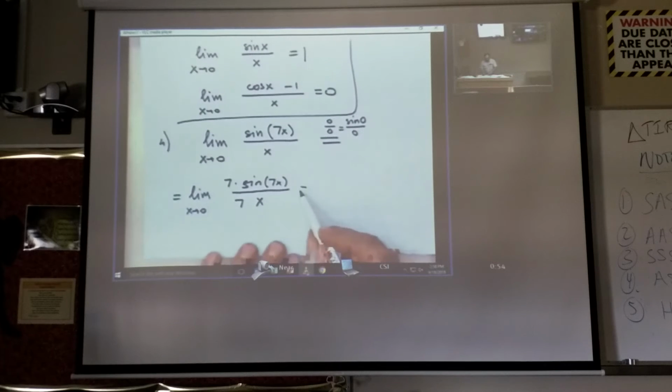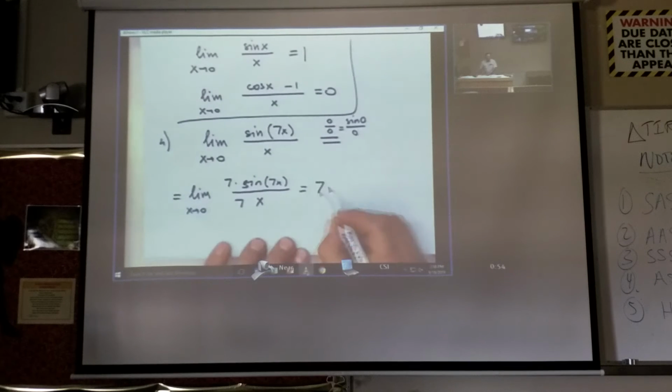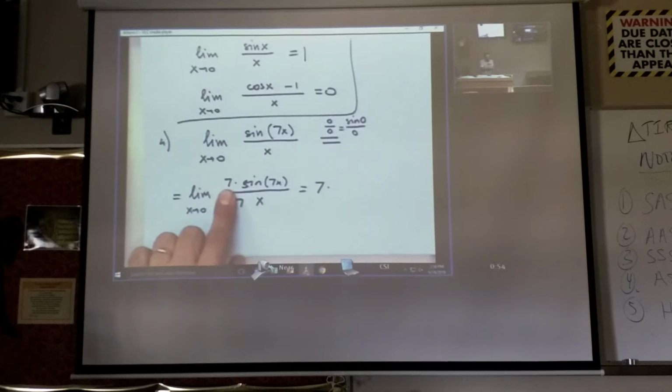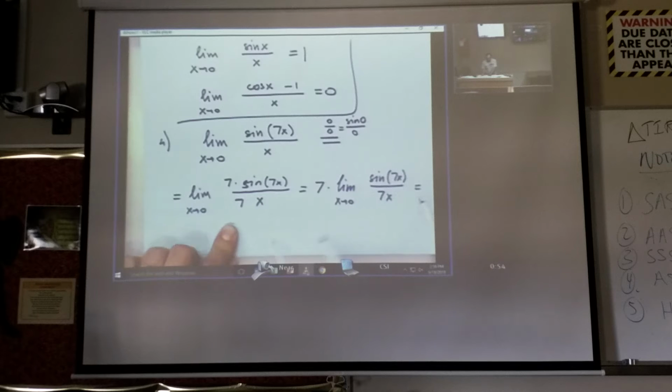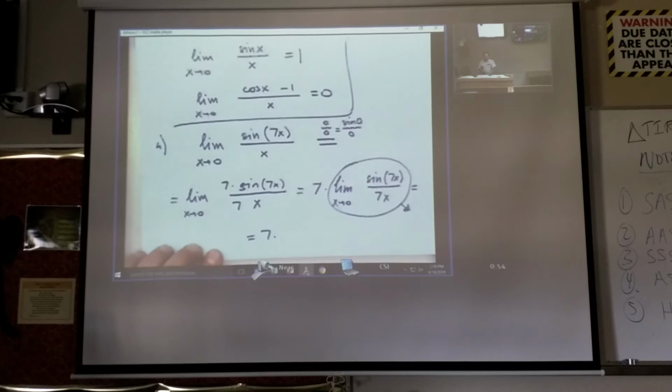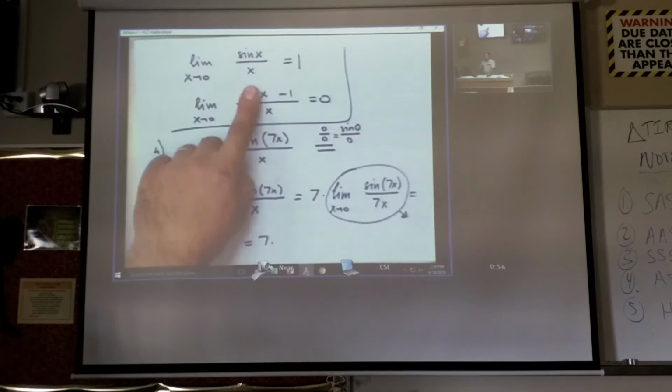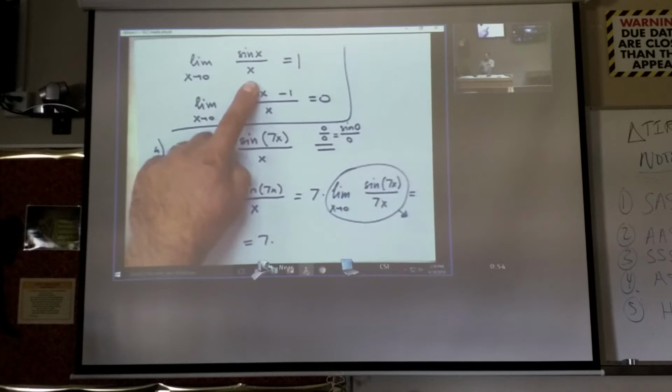And now, I should say don't pay attention to 7, but normally we'll think about this. So this 7 will be moved outside of the limit because it's just a constant. But what we're looking at is sine of 7x over 7x when x is approaching 0. So now, this piece right here will approach to what? 1. It goes to 1, okay? So I have 7 times 1 equals 7.